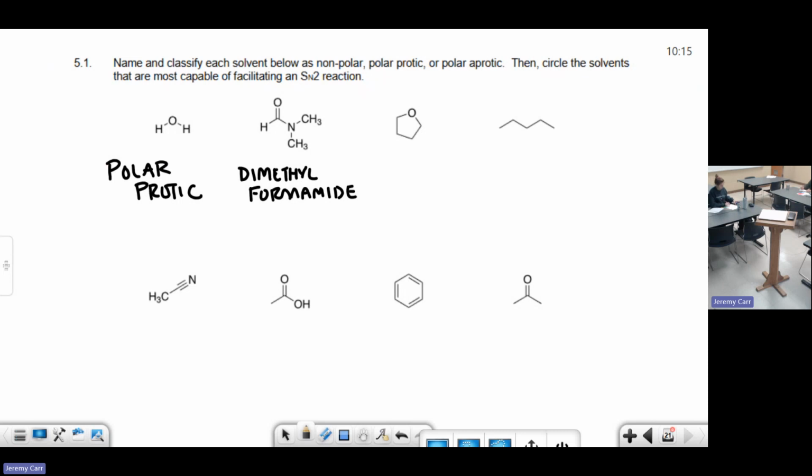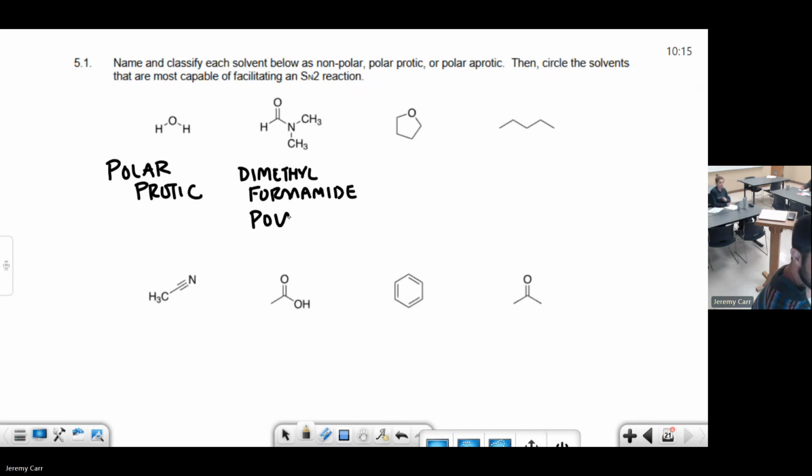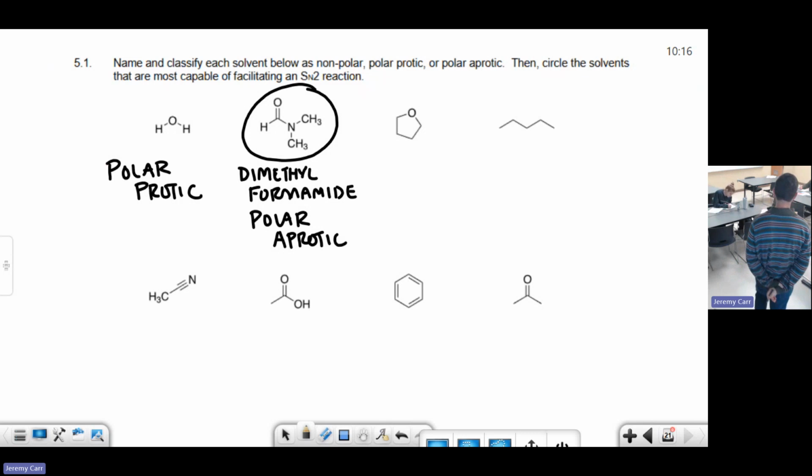Do we have any OHs or NHs in this molecule? No, none. No OHs, no NHs in this case. So this, by definition, is going to be polar, because it has electronegative atoms, aprotic. So this actually is a really, really good solvent in which to do SN2 reactions. It will stabilize that transition state as the reactants are converted into the products.